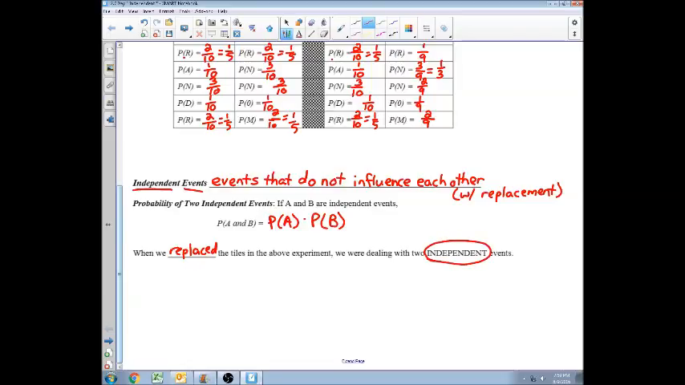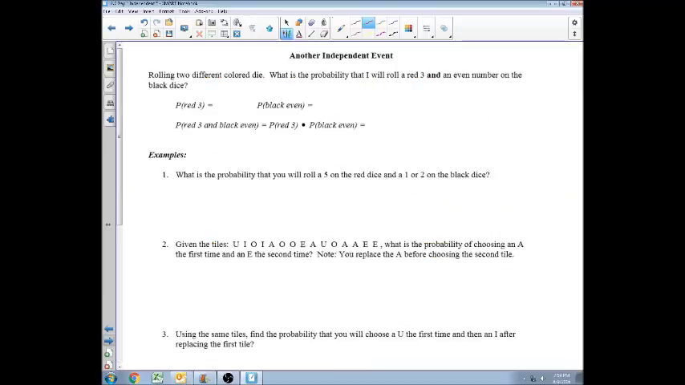All right, let's go ahead and move to the back side here. Here are more independent events. We are rolling 2 different colored die. Well, die or dice are going to have 6 sides. One of the dice or die are red, and one of the dice are black. Okay? So what is the probability that I would roll a 3 on the red die? Well, there's only one side of a die that has a 3, so it would be 1 out of how many sides are there? 6.